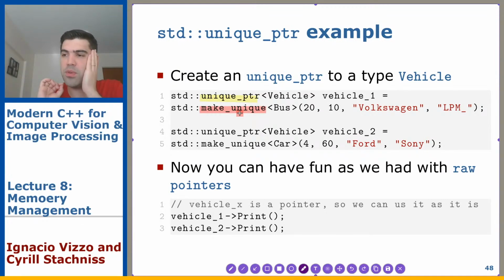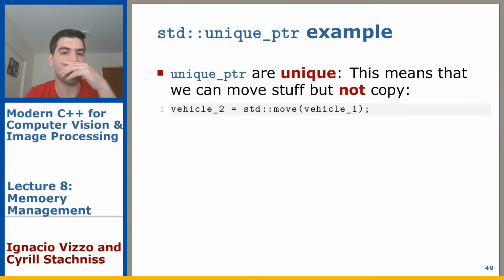It's not something that you stop doing, but all this functionality is now managed inside the unique pointer class. And there is another example here. Instead of bus, we will use car. It's the same. And now you can have a lot of fun, as we had with raw pointers. So we can do vehicle1 and then call the arrow operator and call print and so on. So that's basically the syntax.